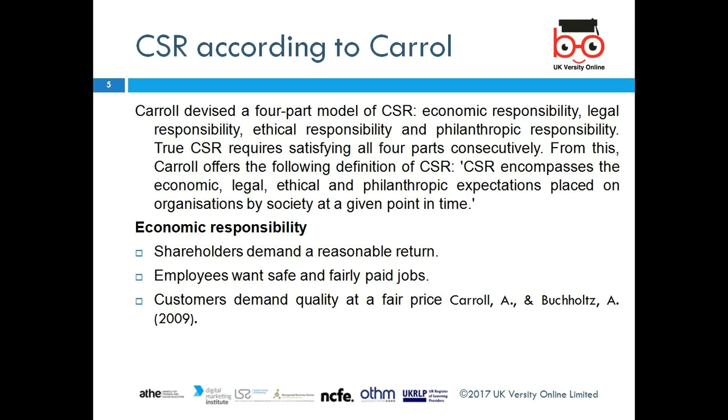Last week there was a strike in Glasgow, Scotland. That was about the gender pay gaps at the council in Glasgow and various other places in Scotland. So we need to look at this as an organization. It is our responsibility to provide fair wages, equal wages, and not discriminate on the basis of gender. Customers demand quality at a fair price.